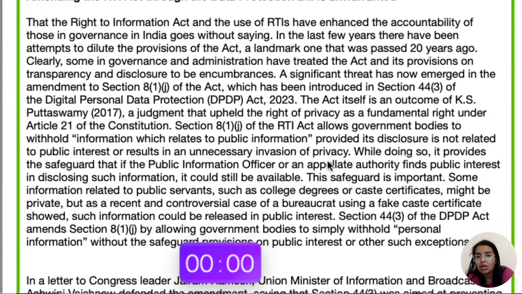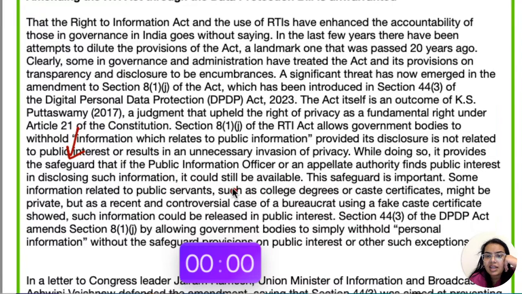So if the court finds out, or if the body finds out that it is unnecessary invasion of privacy, it has nothing to do with public interest, then they can withhold information. While doing so, it provides safeguard. ऐसा करने से क्या कर रहा है? Safeguard दे रहा है that if the public information officer or an appellate authority finds public interest, now here there is something different we get to see.